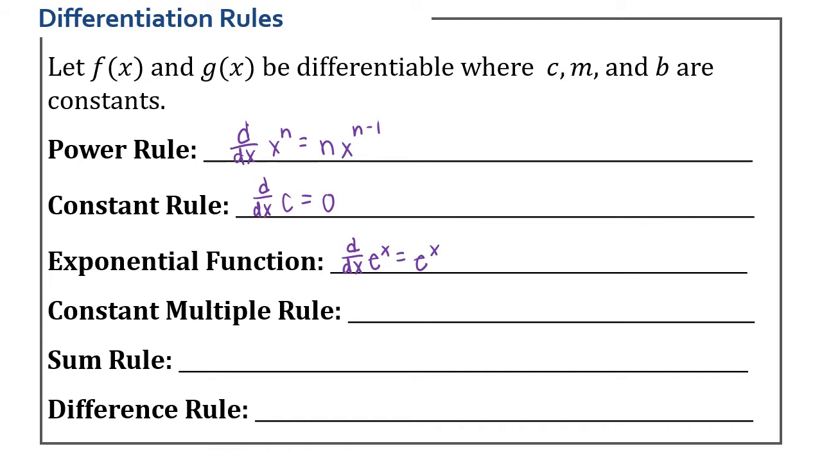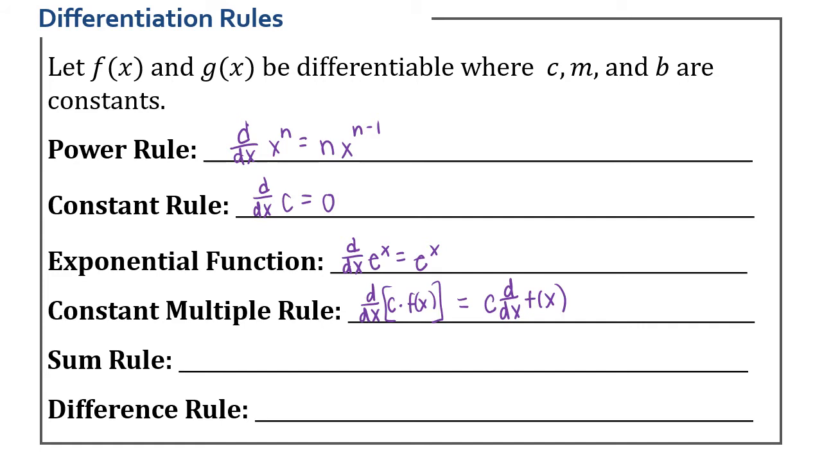The constant multiple rule. So what this means is if you have a constant that is getting multiplied to a function and you're taking the derivative of that whole thing, we can actually pull that constant out in front.